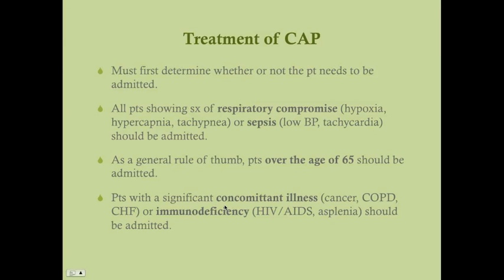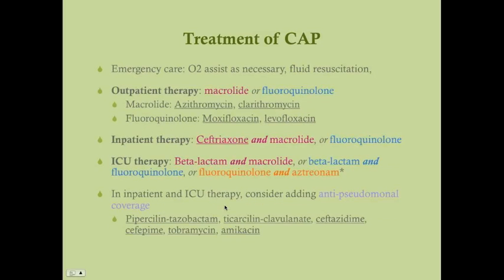It actually gives you a score of whether you should admit somebody or not. But the general rule of thumb is, if they've got respiratory compromise or sepsis, always admit them. Generally, patients over the age of 65, you should admit them, or if they have a concomitant illness or immunodeficiency. Now, how severe the disease is, I would say always respiratory compromise or sepsis, they should be going to the ICU. The rest of them who need to be admitted, they can be admitted to the general wards. And if they don't need to be admitted, you can obviously discharge them.